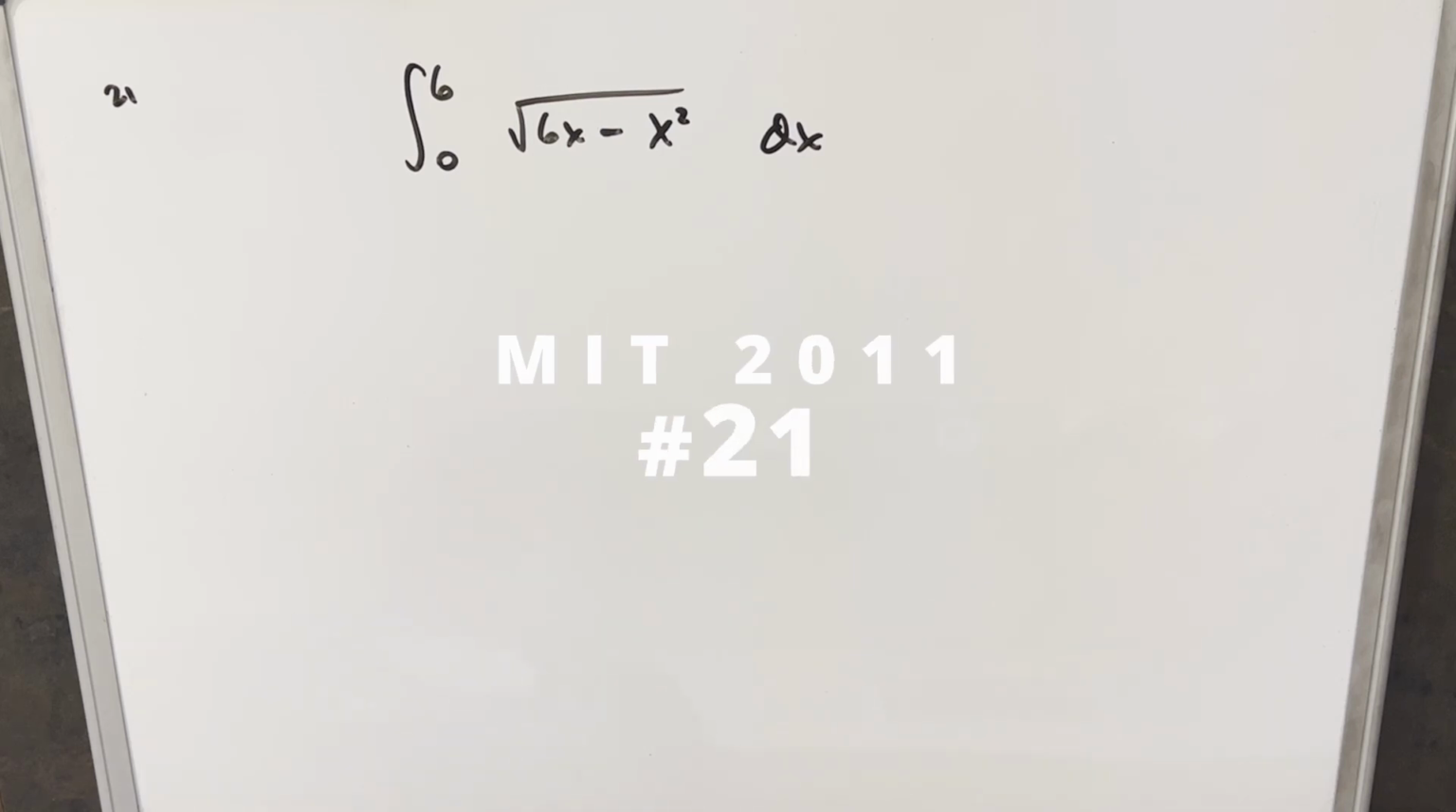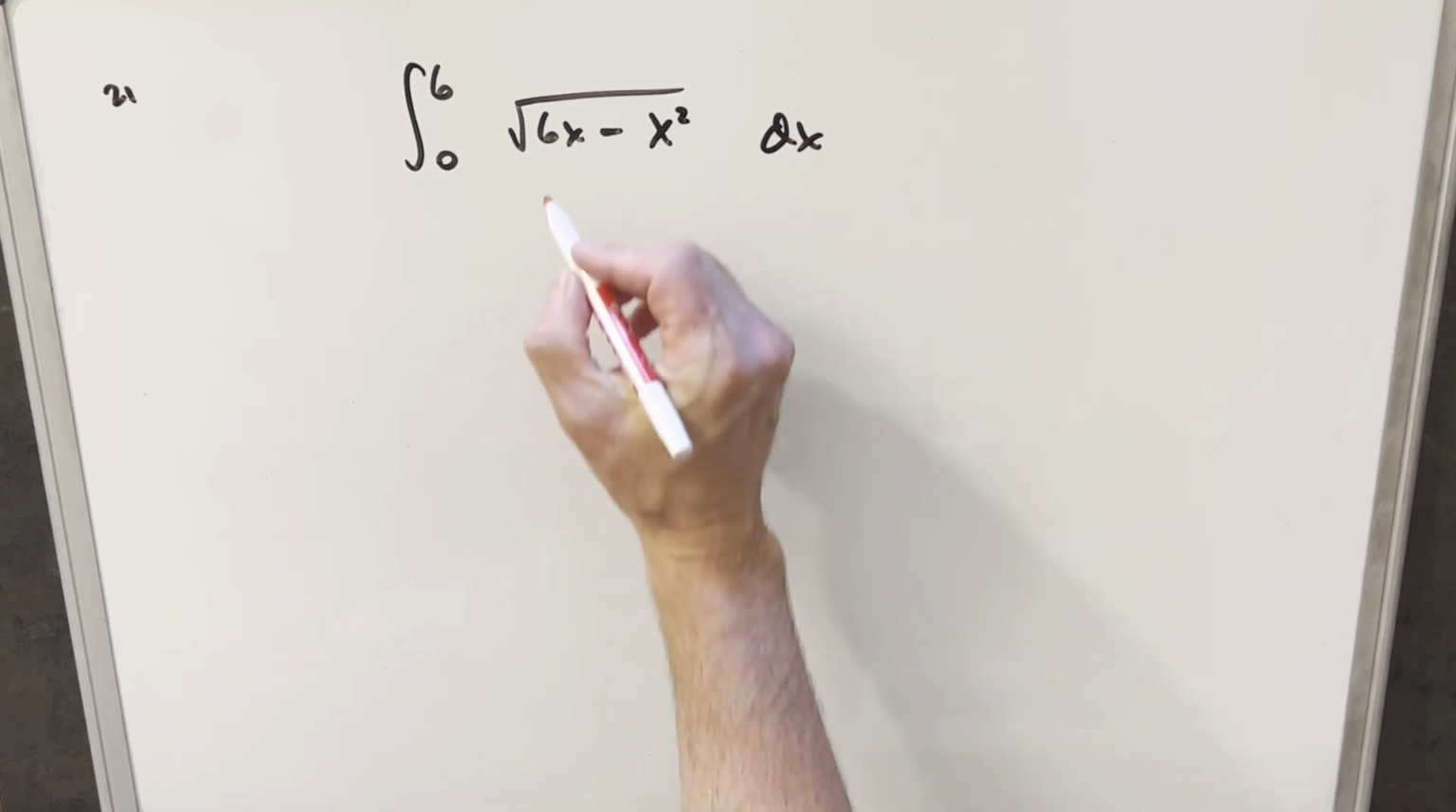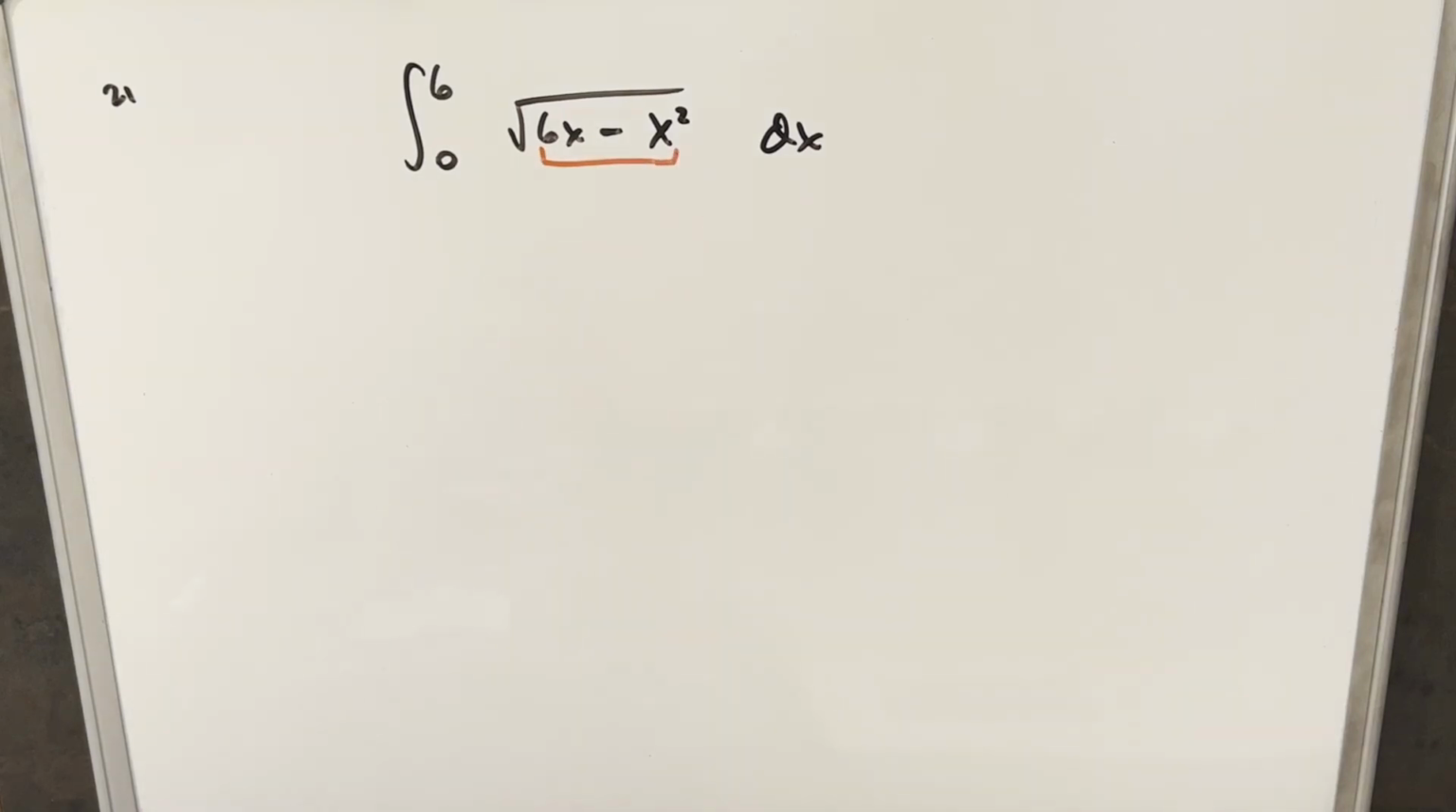Okay, we have here today another integral from the MIT integration bee. This one here is from 2011, problem 21. We have the integral from 0 to 6 of the square root of 6x minus x squared dx. It looks like a fairly straightforward integral, but we have to do something with what's going on inside the square root here. I think we're going to need to do some algebra to manipulate this, maybe complete the square.